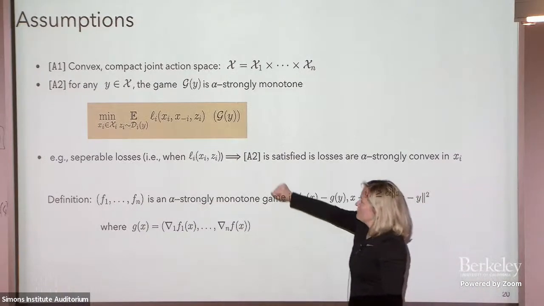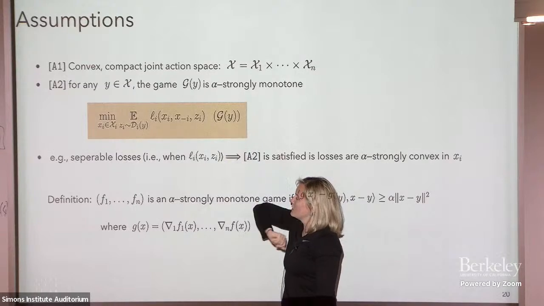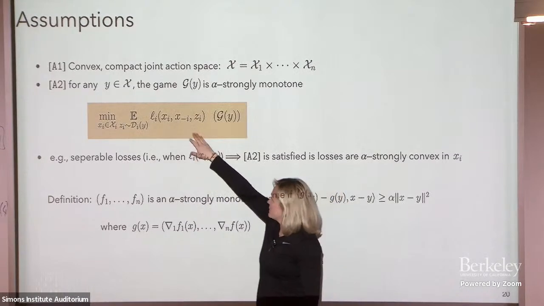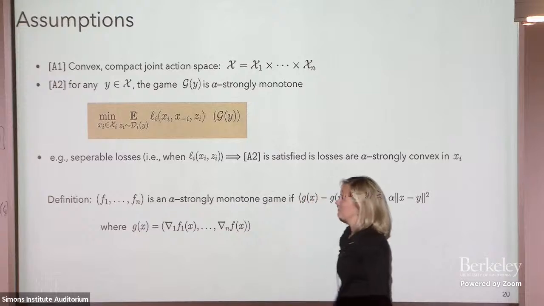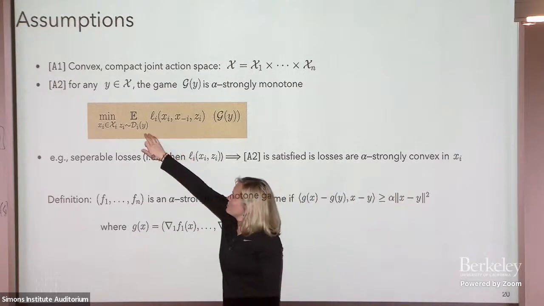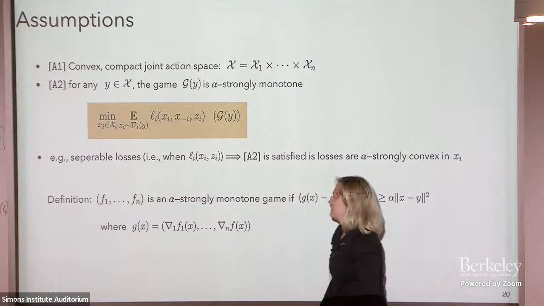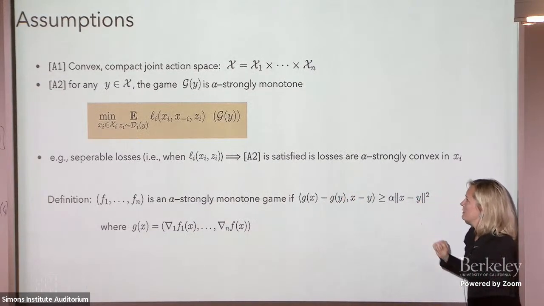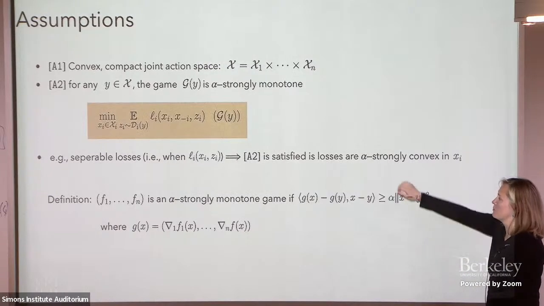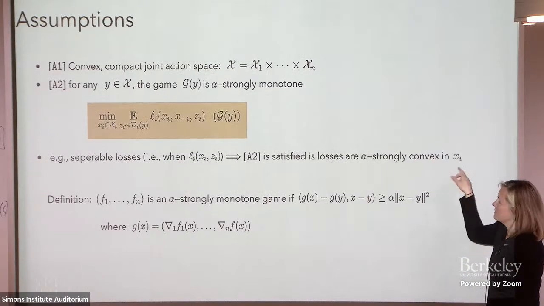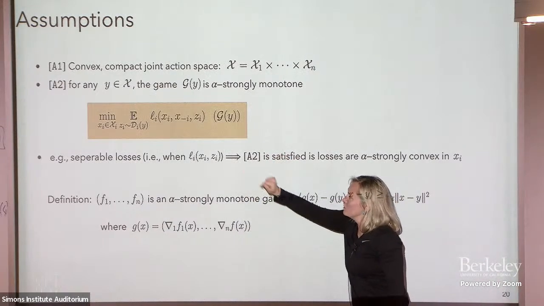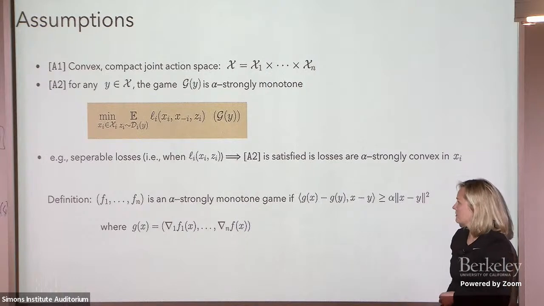And so what does it mean for this game to be strongly monotone? Well, one way to start to think about what this means and how restrictive it is, is to consider the case of separable losses. Let's suppose this loss here doesn't depend on x minus i. So we still have the competition through this decision dependent distribution. In that case, all this assumption 2 means is that the losses are strongly convex in the choice variable of the agent. So that's what this boils down to if we remove that explicit dependence on x minus i.